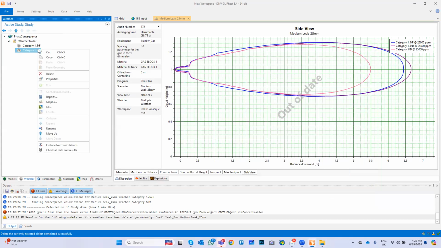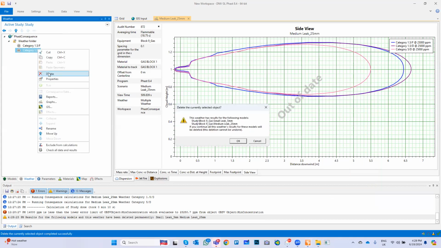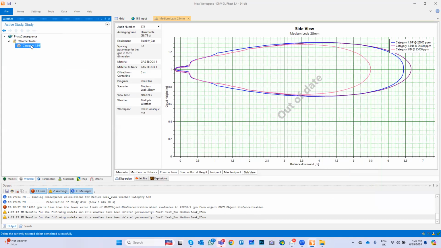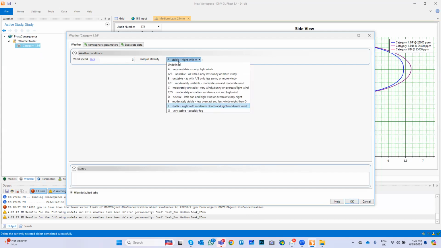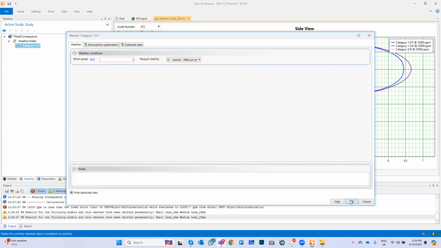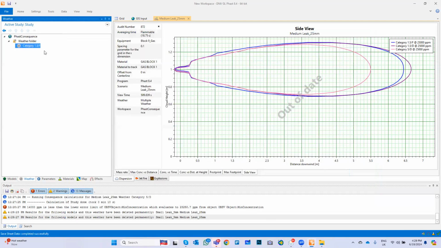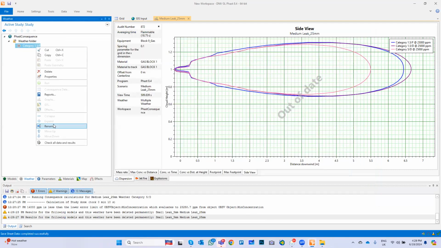I can delete this for simplicity. For my demonstration, I will keep 1 and will consider 3 meters per second and D stability. 3D.